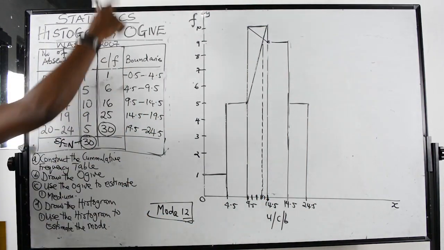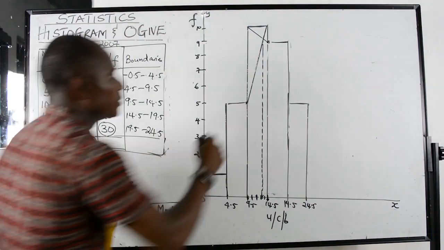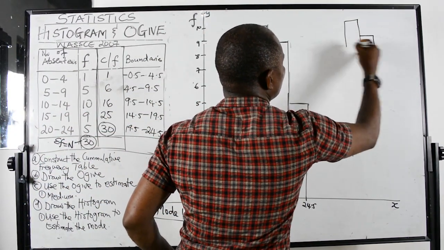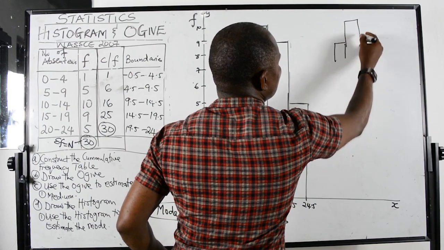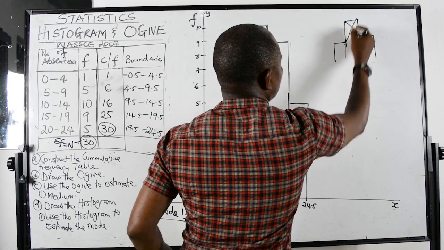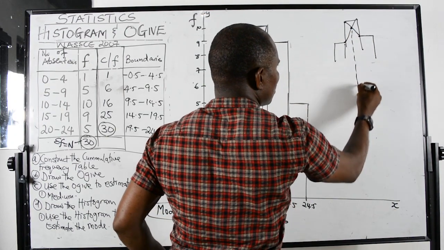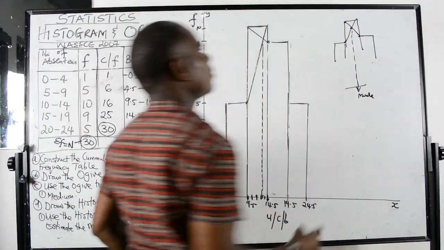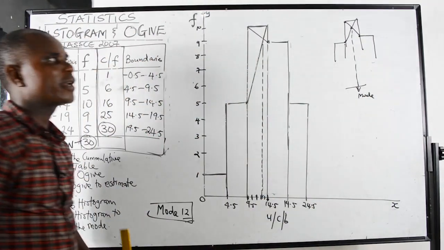So now I've read that for you. Now you know how to read it. First, you have to locate the highest bar. This is the highest bar. There are two other bars that will be adjacent. This point is connected to that point, and this point is connected to that point, and where they intersect, you drop the line to read this figure. This figure gives you the mode. That is the mode on this axis.